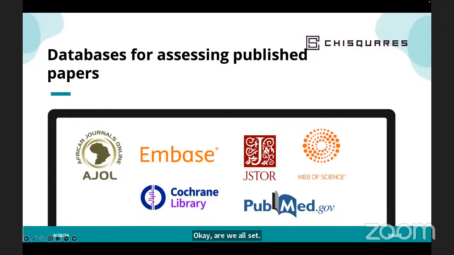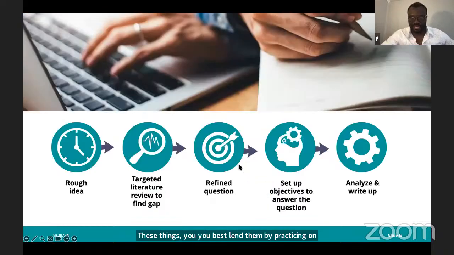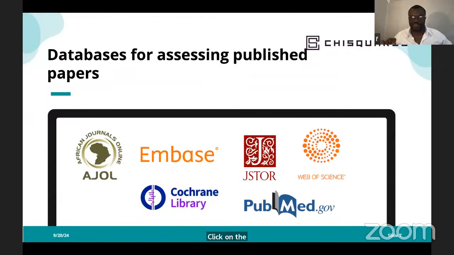Still scrolling to see how you can make the size of the square or circle be different or better represent the weight. You format it. Again, these things you best learn by practicing on your own. Click on a cell. You can format an individual cell, or you can format all of them at the same time. You have to click on it and then format it.